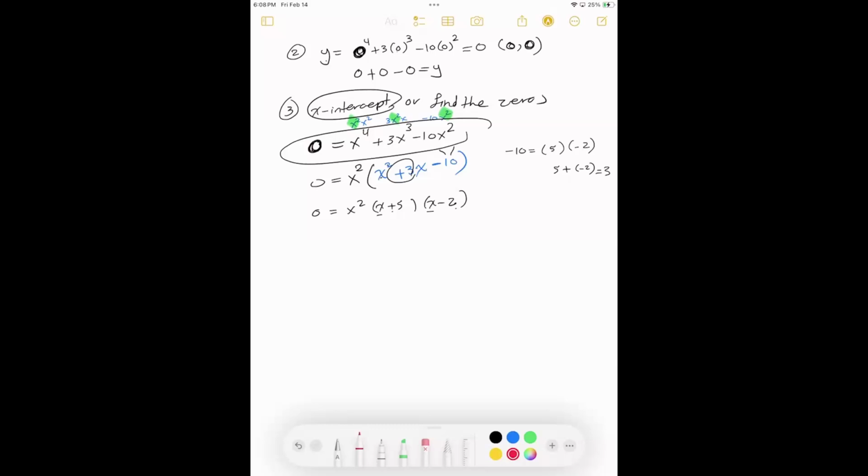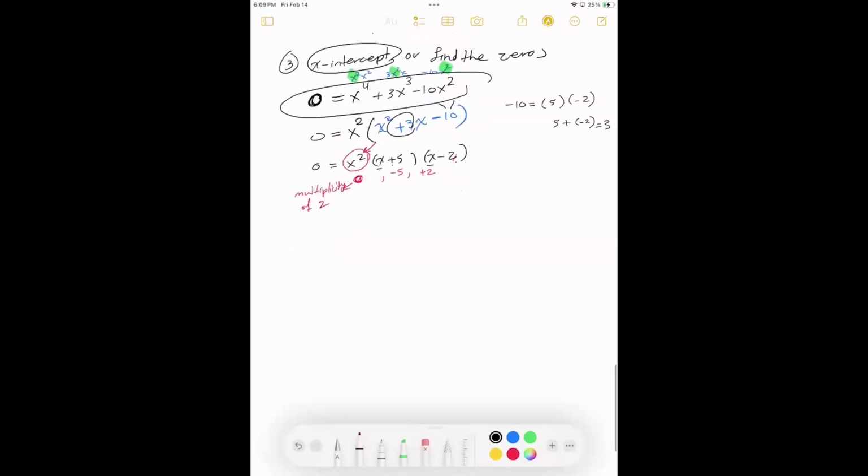Opposite of positive 5 is negative 5. Opposite of negative 2 is positive 2. And then when you have x to the power 2, that gives you 0. It has a multiplicity of 2. That means at 0, the graph is going to touch the x-axis. When the multiplicity is even, the graph touches the x-axis. When the multiplicity of these parentheses is odd, like 1 is odd, the graph is going to cross the x-axis. So let's put what we have.